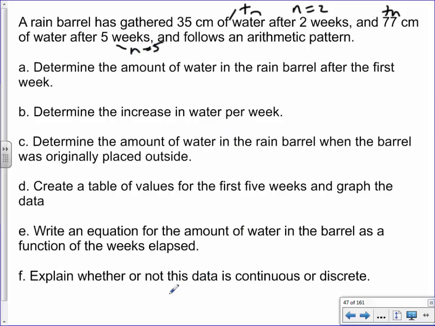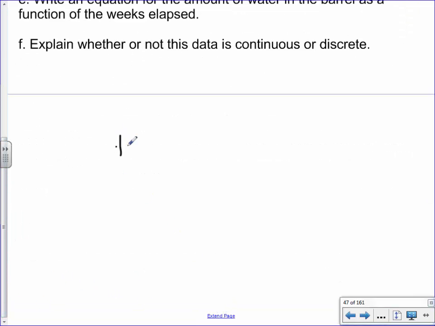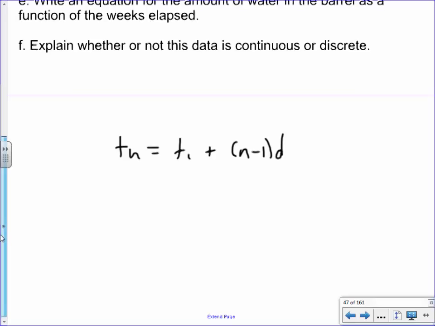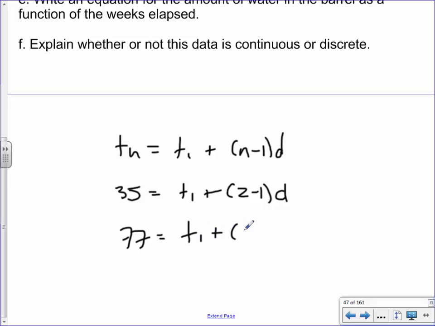Does that make sense? So I'm going to write out my equation a couple of times here. It was Tn equals T1 plus (n minus 1)d. So it's 35 after 2 weeks. And it was 77 after 5 weeks.